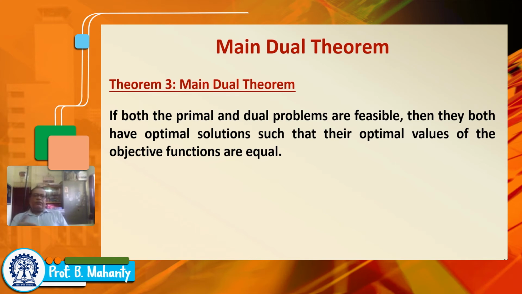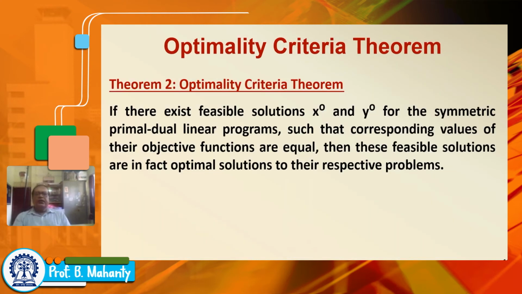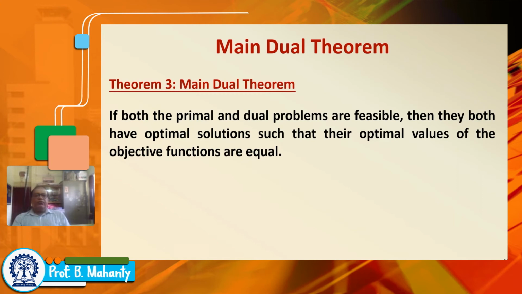So it is coming from the other side. The previous theorem said that if the solutions are feasible and equal, then they must be optimum. Here what we are saying is that if the primal and dual problems are feasible, then they have optimal solutions such that their optimal values of the objective functions are equal.